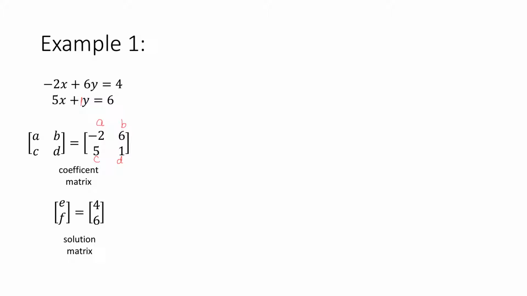All right, so now that I know what my variables are, A, B, C, D, E, and F, I'm going to substitute that into my formula. I'm going to do X and Y separately. Do not try to do them together.